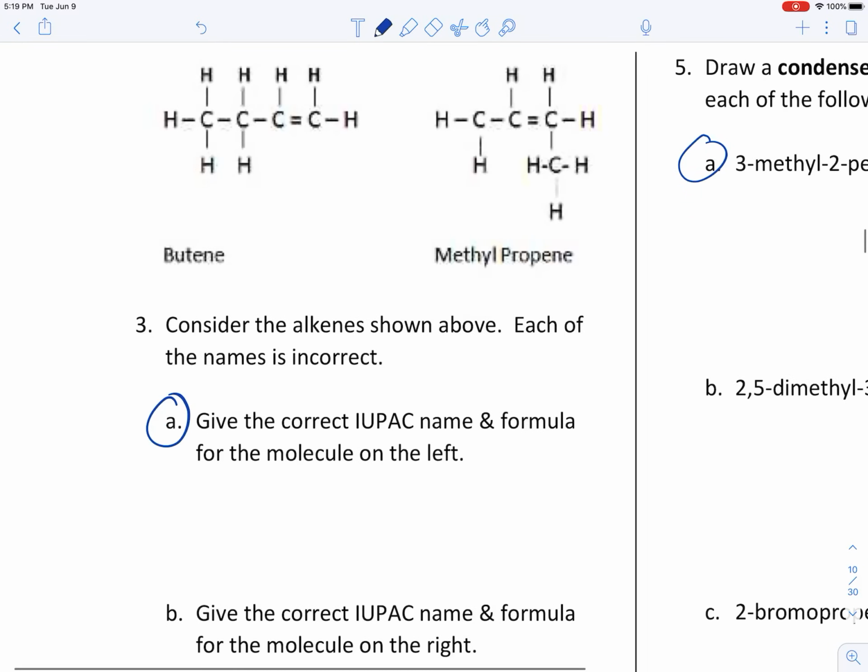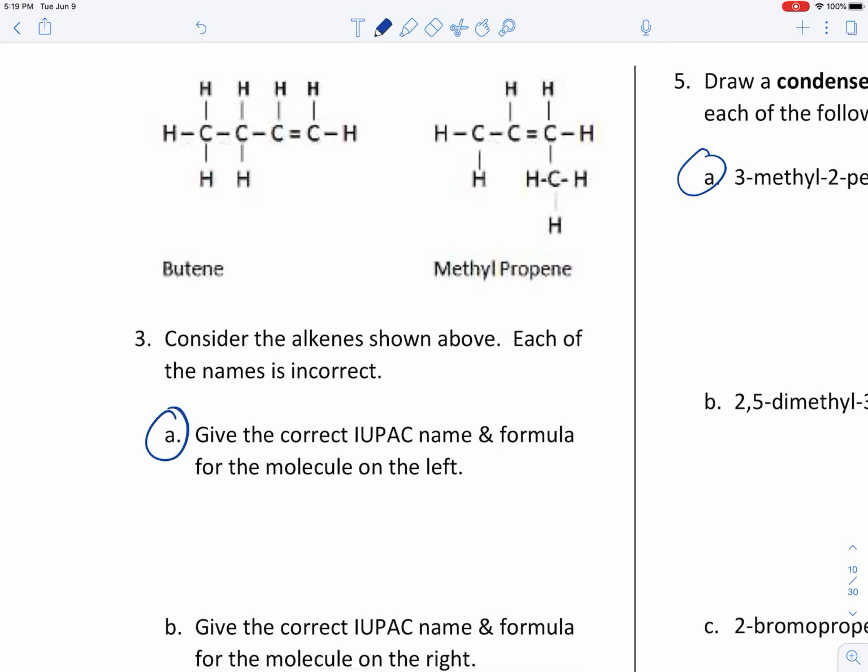Coming down to the third question in this set of worksheets, give the correct IUPAC name and formula for the molecule on the left, and this is showing you the molecule using an expanded notation. But it's the same idea as using bond line formulas. Find the parent chain, and this is pretty straightforward. It's got 4 carbons. Okay, and it says that the name given is incorrect. Whoever named this just called it butene. Do you see why that name is insufficient?